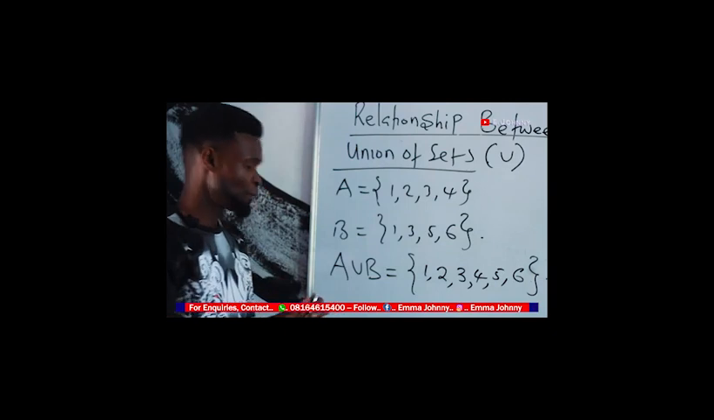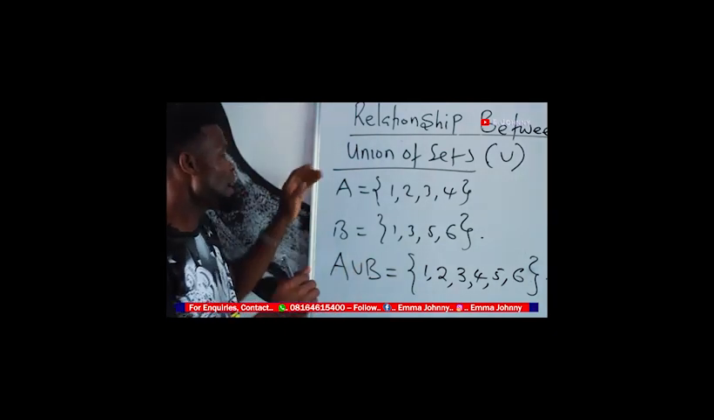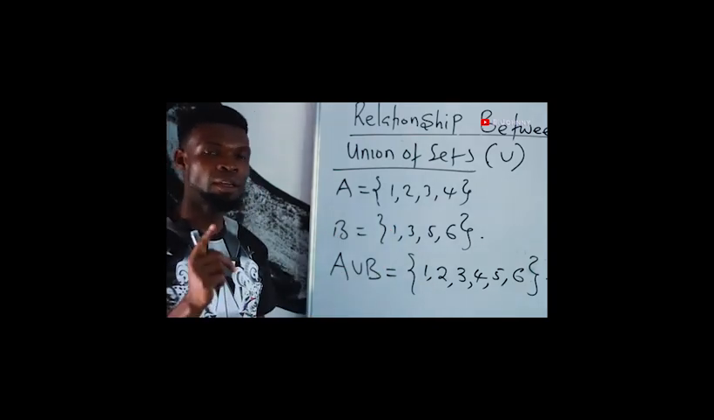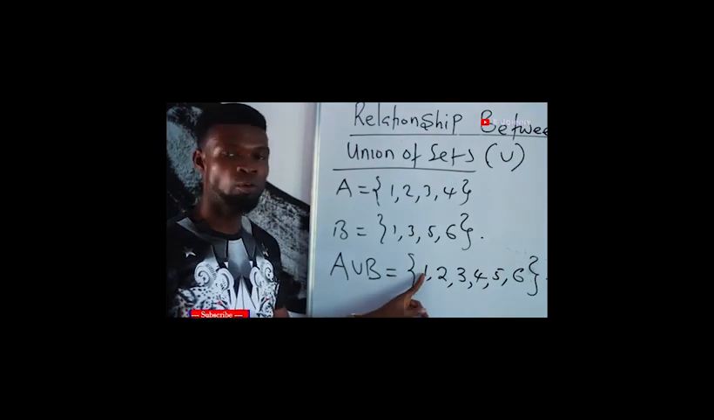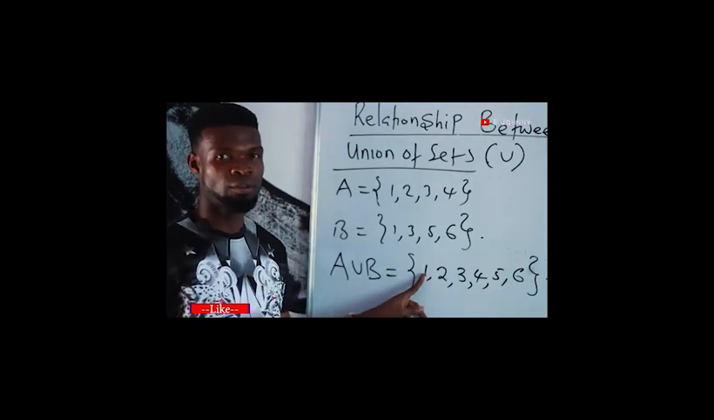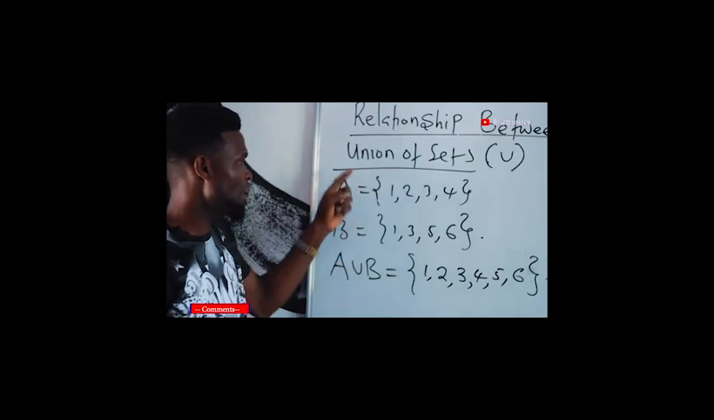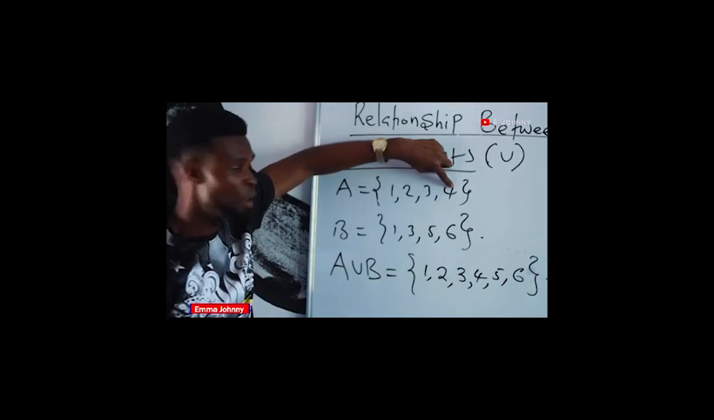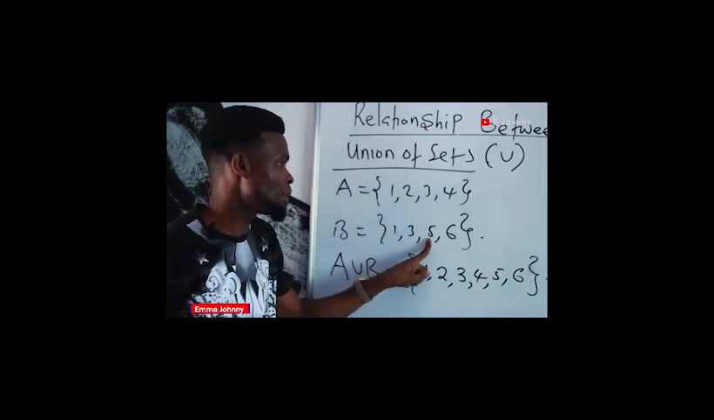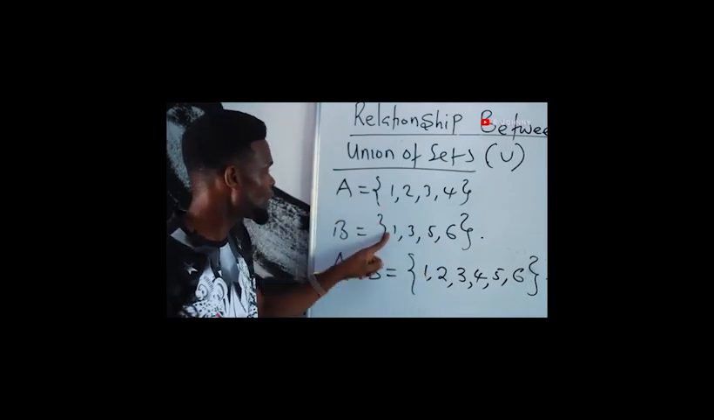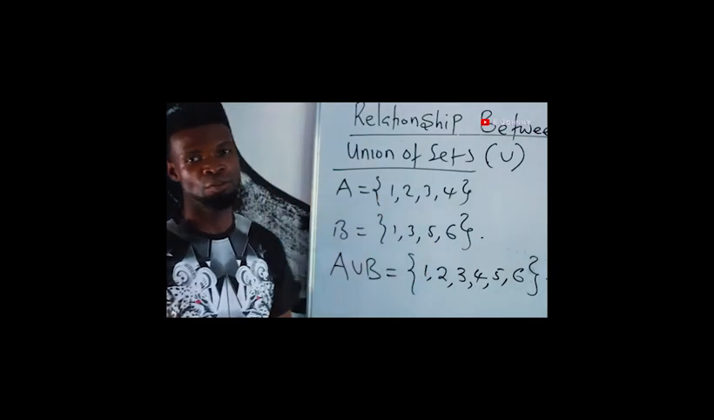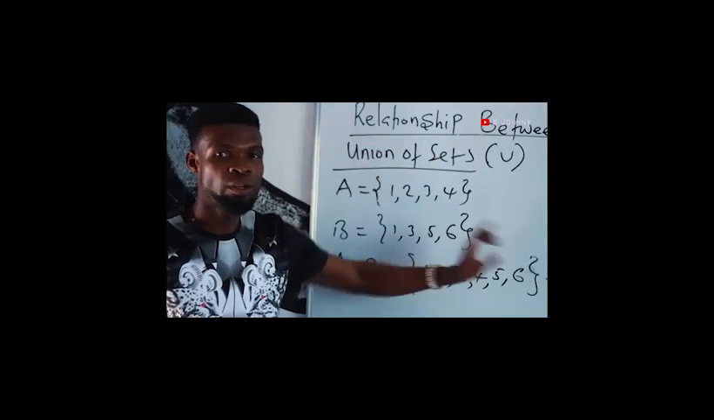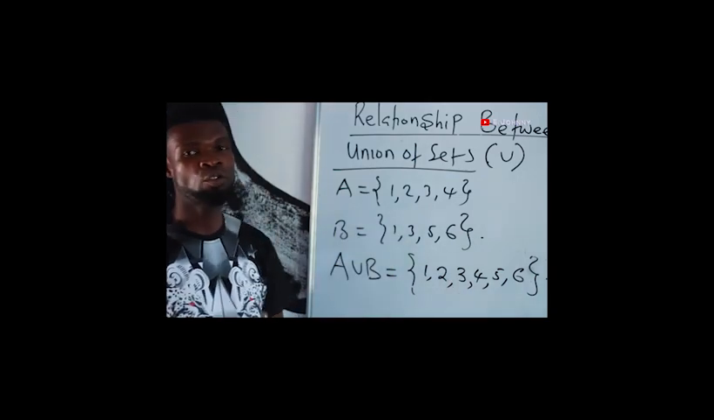In other words, in union, you are bringing the elements of set A and set B together without repeating the element. In a case where it repeats, you are only picking one. So we say that the element must belong to set A, like in this case, or it must belong to set B, like in this case, or it must belong to both sets, like in this case where there is repetition. So just bring the elements of set A and set B together without repeating the element. That is union of sets.